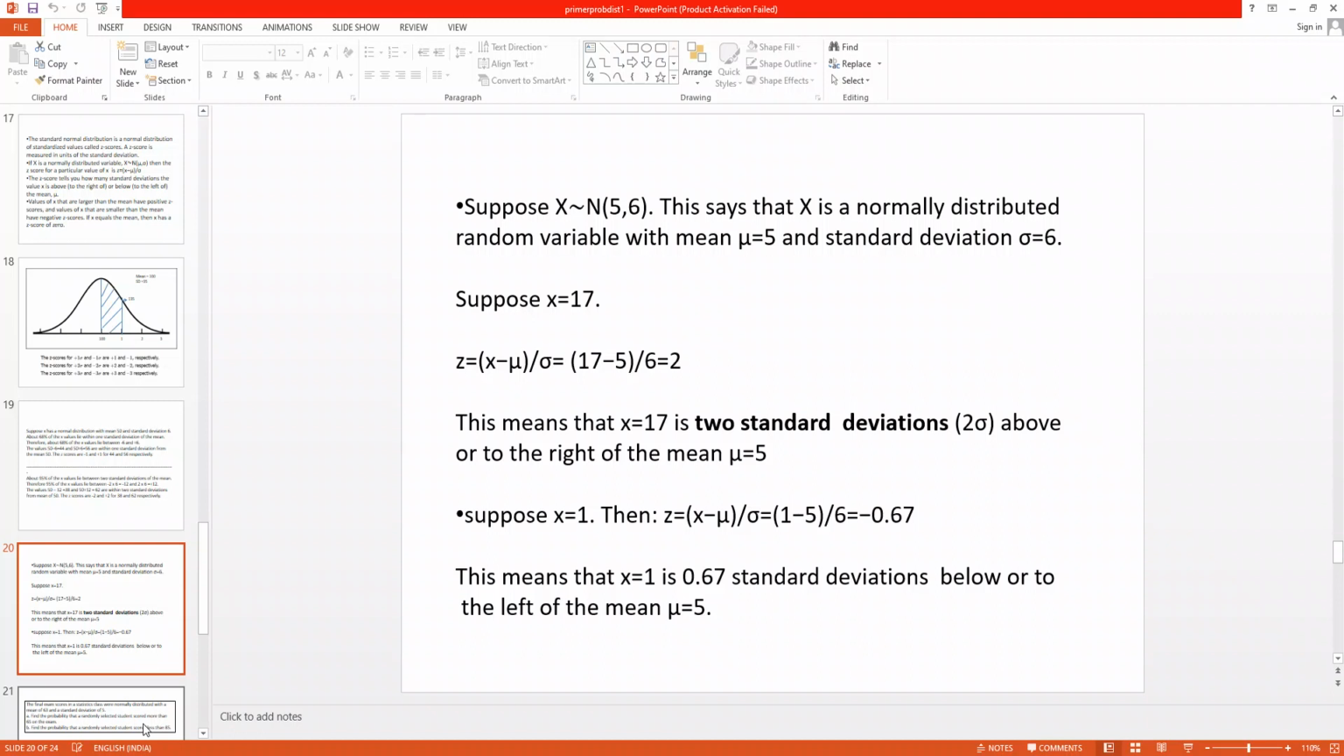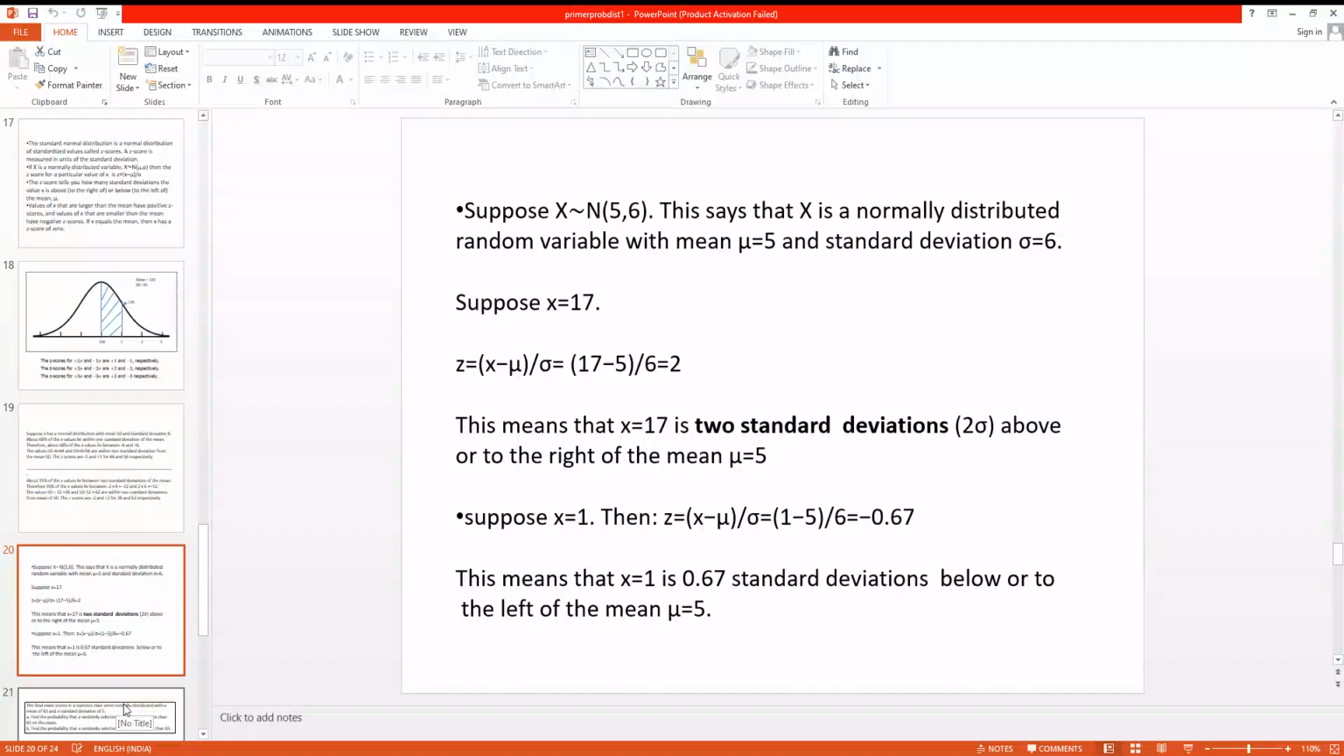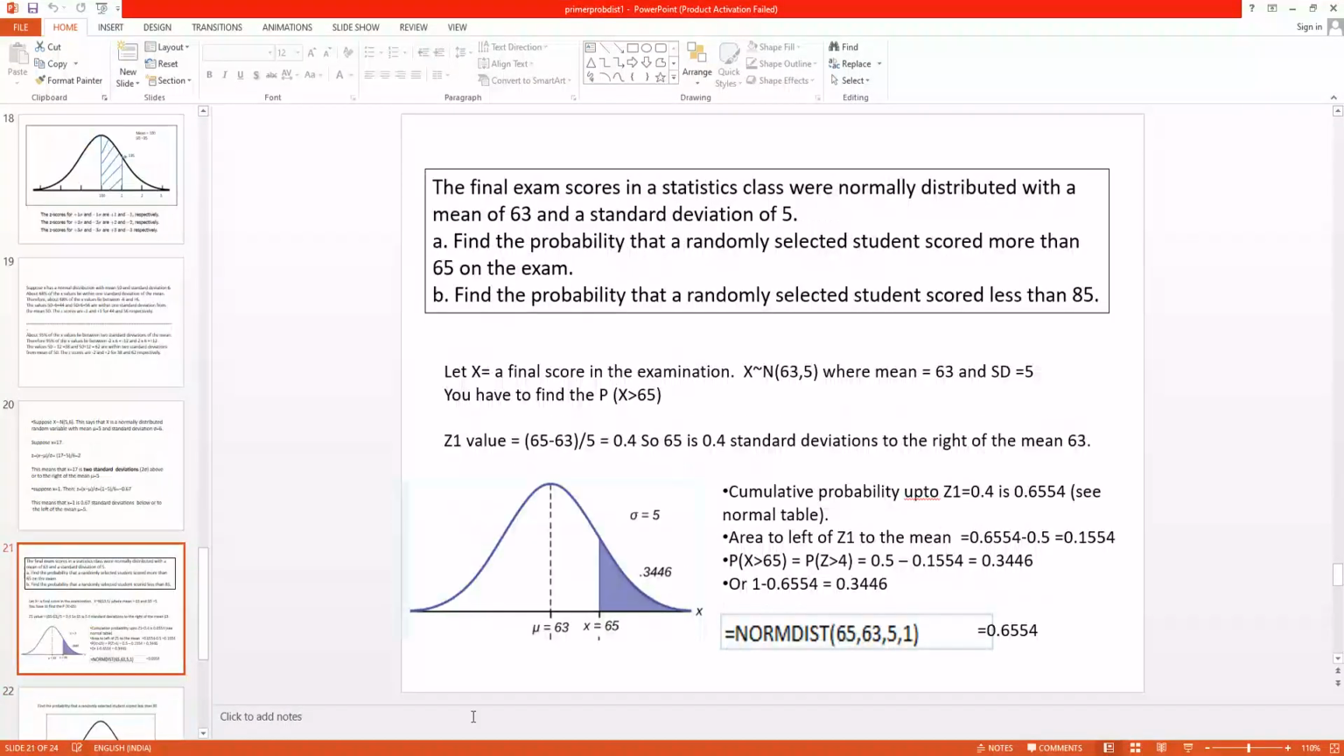mean, which is 5. Suppose x is equal to 1, then z is equal to 1 minus 5 by 6, which is minus 0.67, which means that x equal to 1 is 0.67 standard deviations below or to the left of the mean equal to 5.